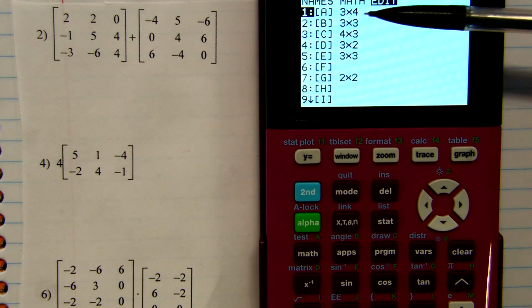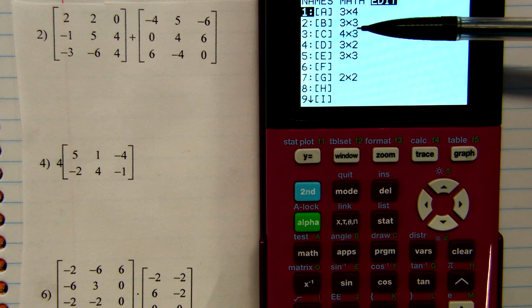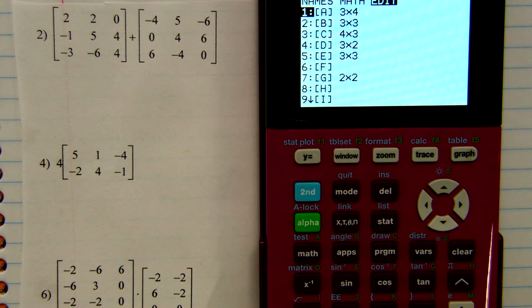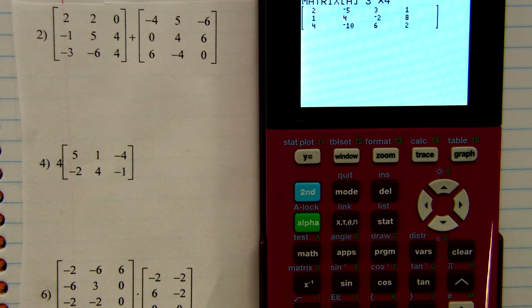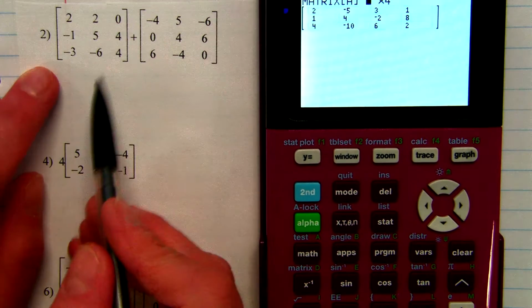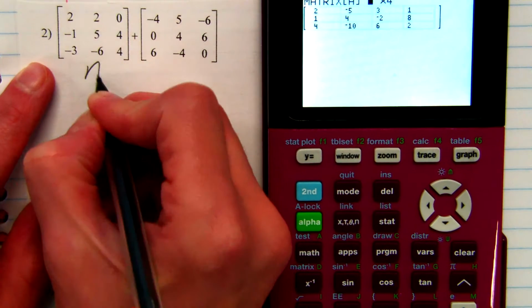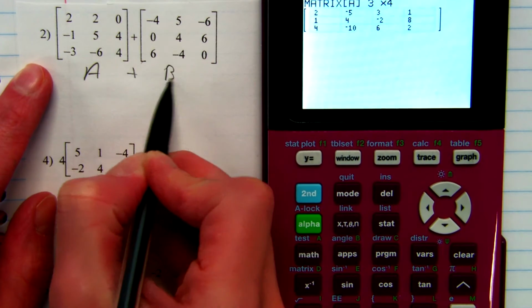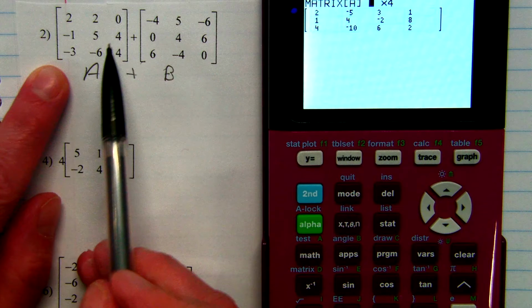So I'm going to use matrices A and B for mine. You could use any two, but just to keep it simple. So my matrix for A is set up as a 3 by 4. This would be my matrix A right here. So I'm actually looking to do an A plus B if I'm going to use A and B. And this matrix is a 3 by 3.